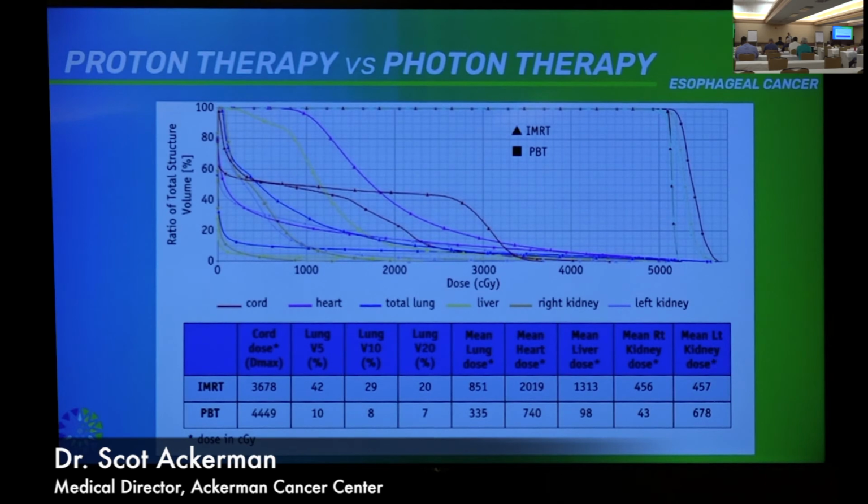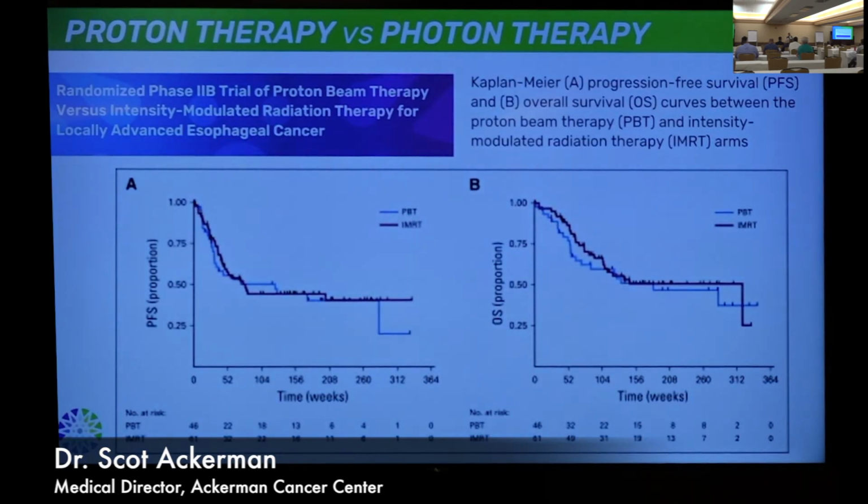So when you have liver dose and cardiac dose, you have hepatitis and you have coronary artery disease. Every 100 centigray that the cardiac dose goes up increases the risk of an MI later in life by 7.5%. So there's a big difference there. The patients will have a higher incidence of a cardiac event later on with IMRT radiation.